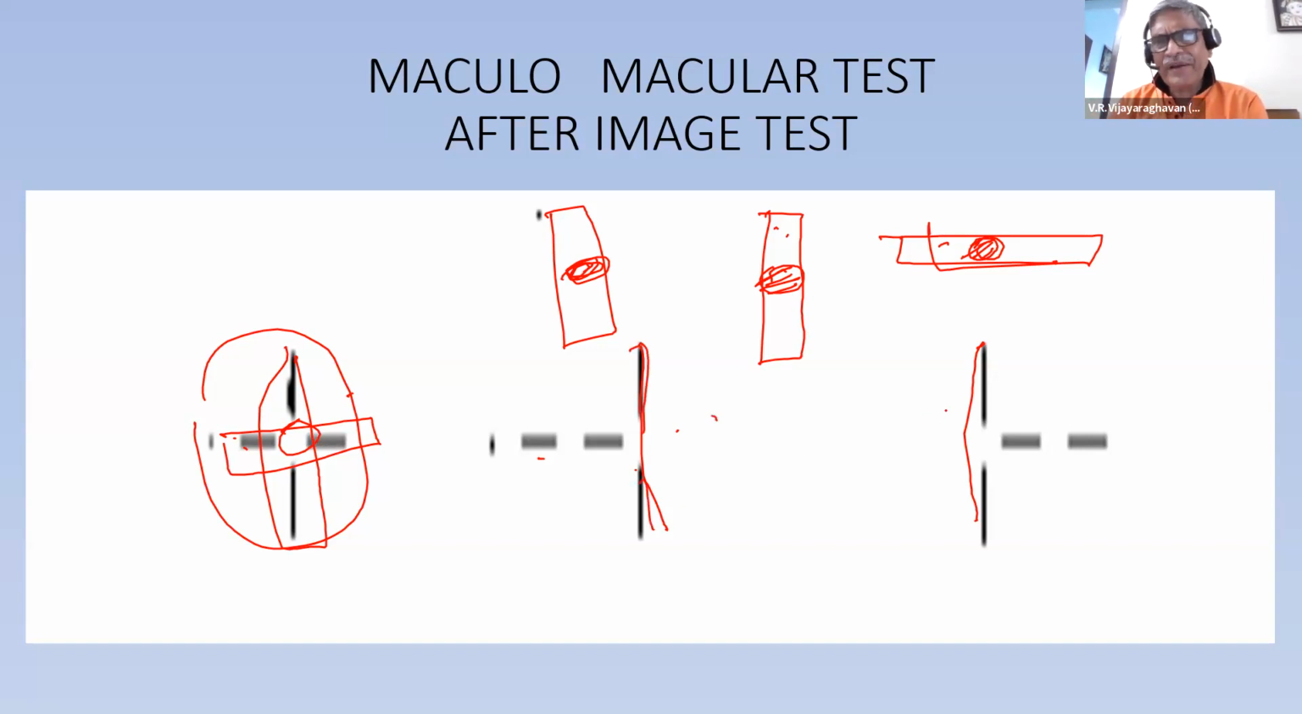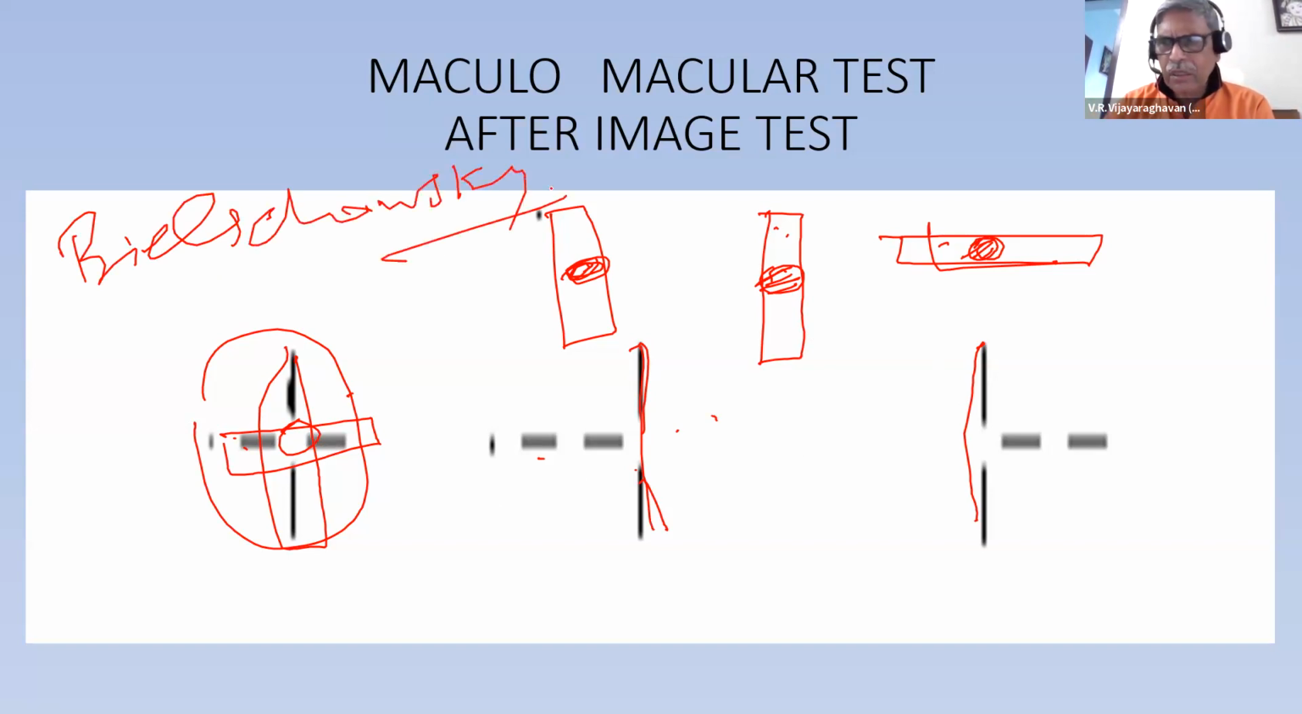Okay, this is a way of finding out ARC in a patient. It is called the after image test of Bielschowsky. Understand now? It's called the Bielschowsky test, or at least know it as the after image test. What are you stimulating now? The fovea. So both foveas are going to be stimulated. It's called the foveo-macular test, or macular after image test. This test you can easily understand, it is not difficult.